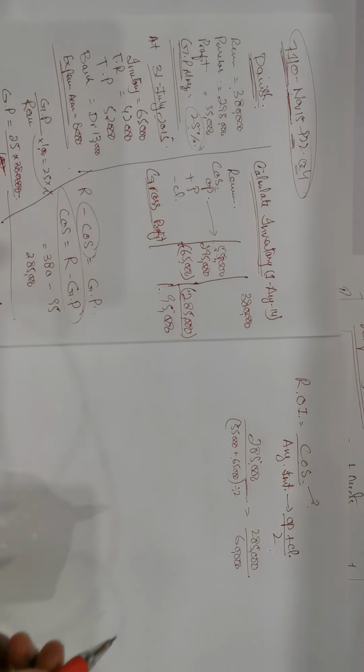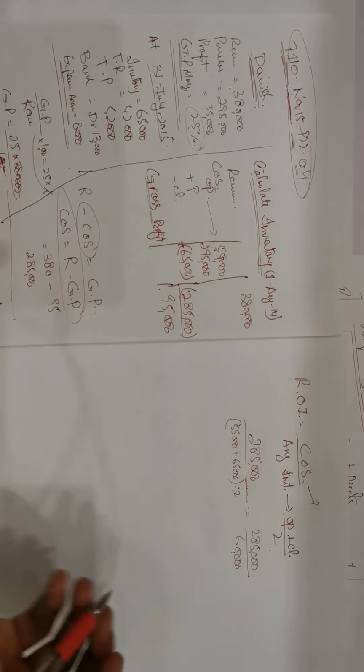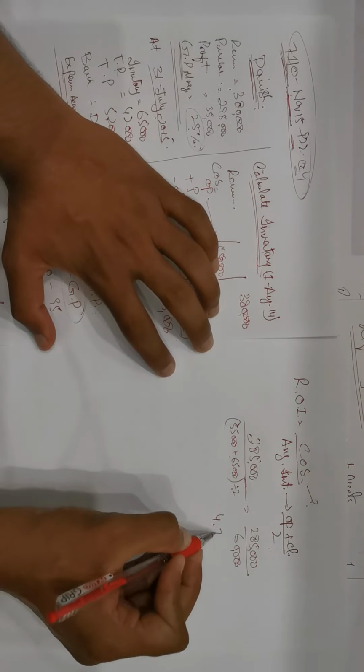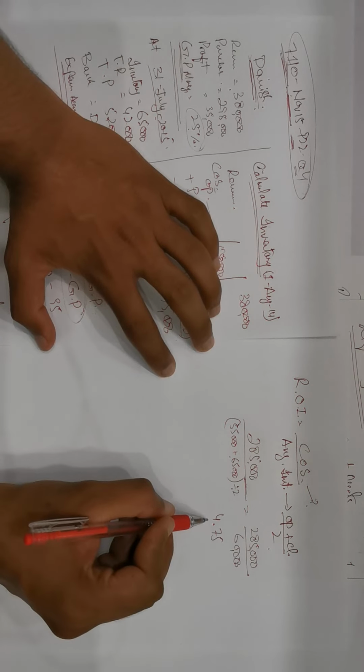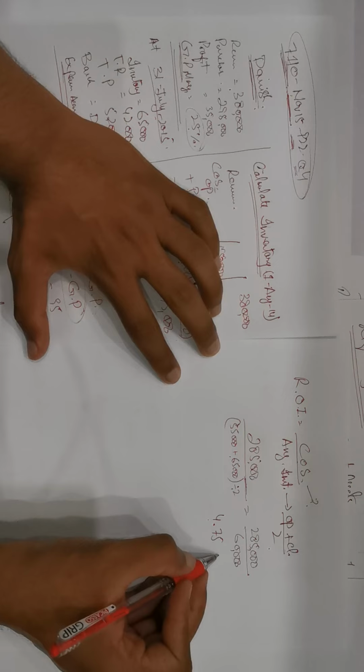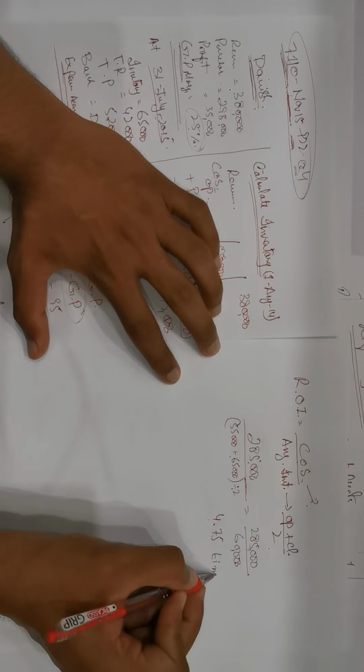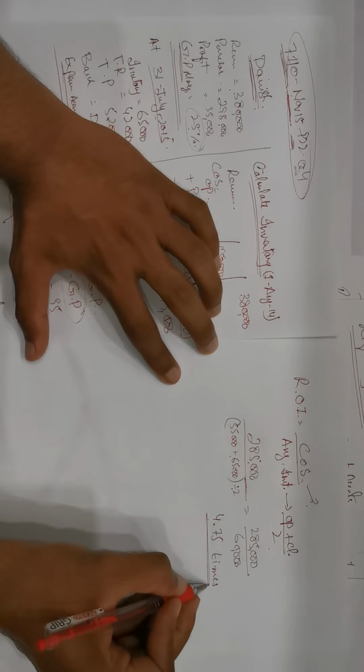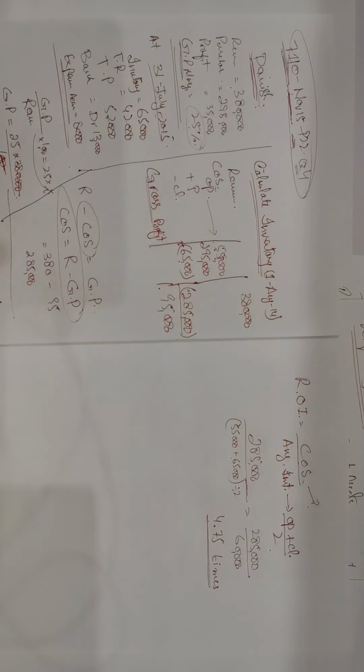And then what is the final answer once I do it on the calculator? The answer I get is 4.75. Now by just writing 4.75 will I get full marks? The answer is no. I need to write one more thing in front of it, which is times. You do need to mention that this is 4.75 times.